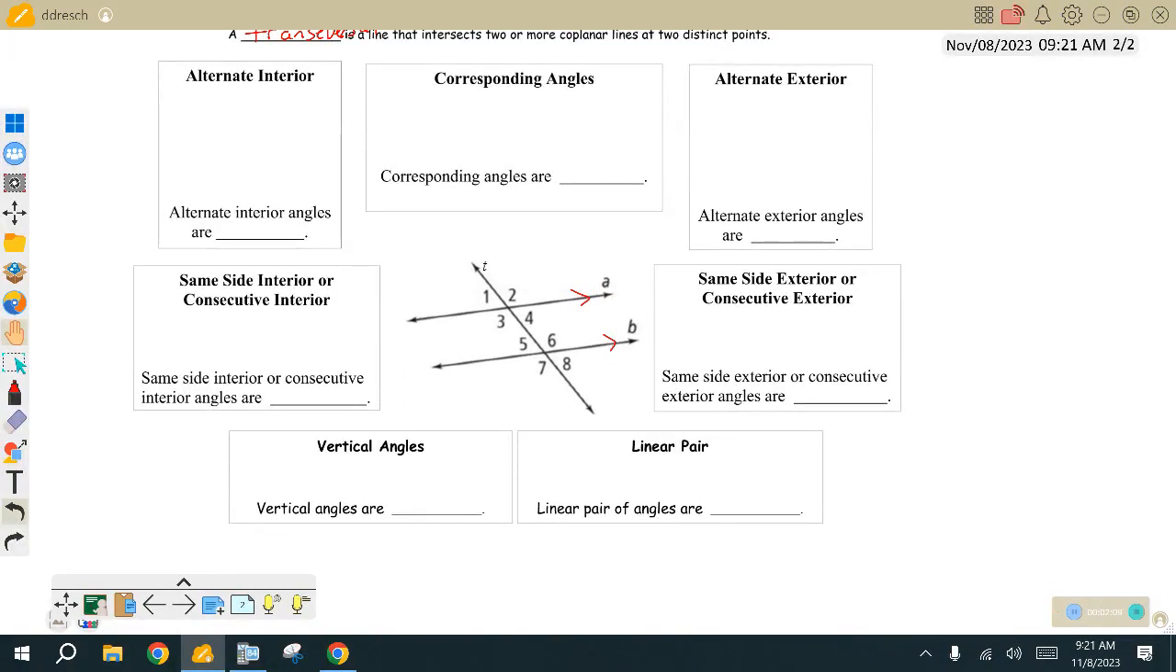Always congruent, right? Vertical angles, those are happening when 2 lines intersect, right? So vertical angles are always going to be congruent. Now, with these vertical angles being congruent, somebody, give me an angle pair up there.